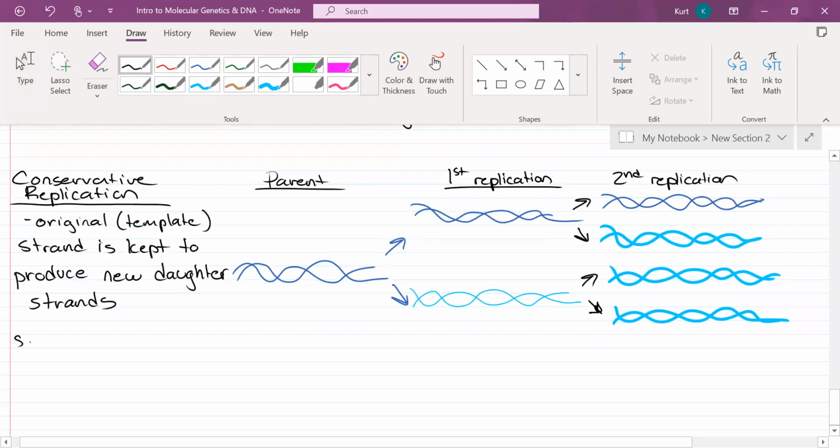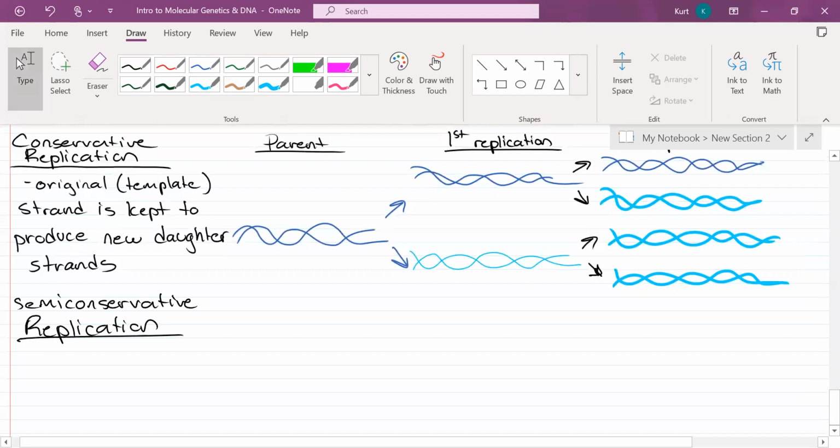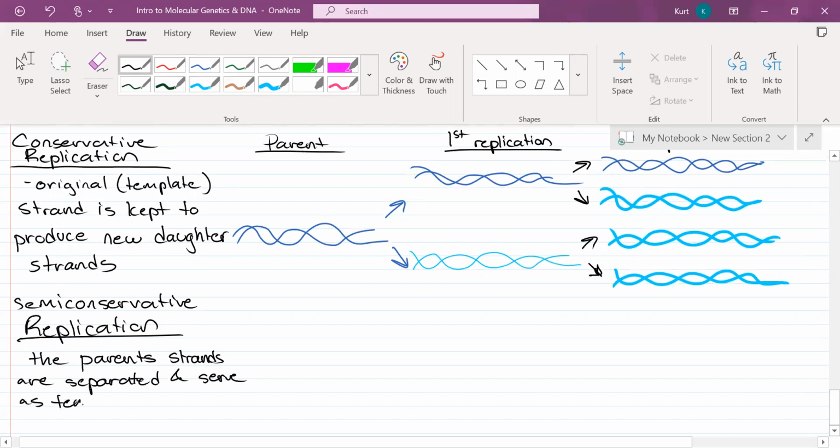The next idea is called semi-conservative replication. I may not have time to go over the third one, but I should be able to squeeze this one in. In semi-conservative replication, the parent strands are separated and serve as templates to produce daughter strands.